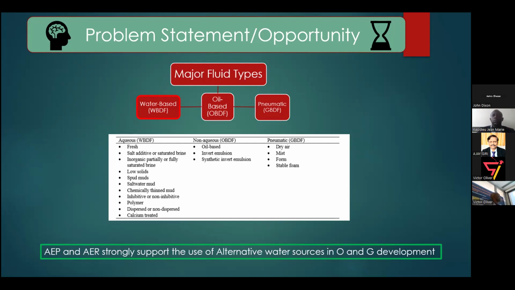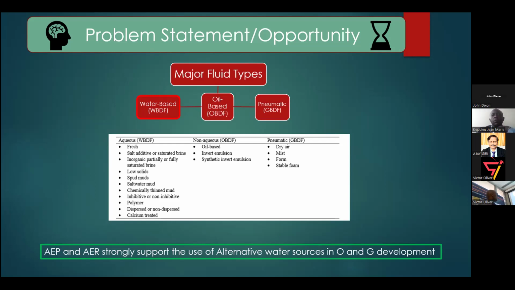We also have the oil-based type, which used to be used more in the past. There's now a shift away from oil-based because of environmental concerns and also the handling of it, moving more toward the water-based, which is more environmentally friendly. And we don't use much of the pneumatic in Alberta.